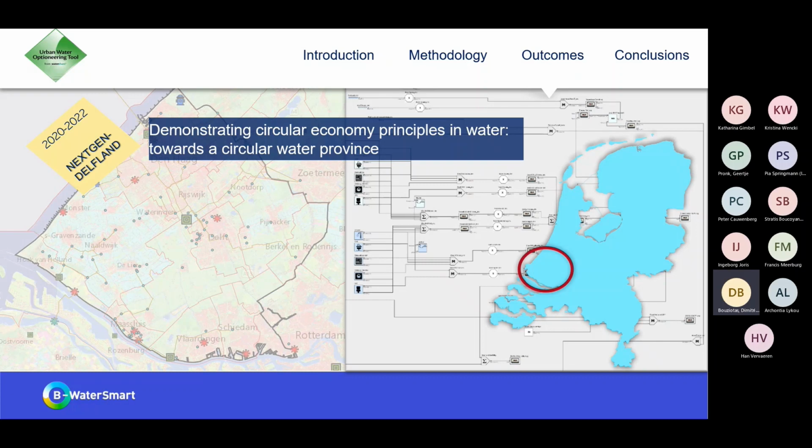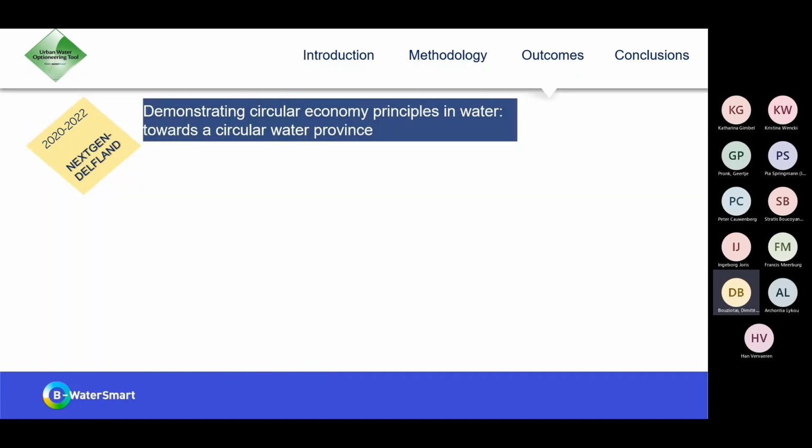Besides the local application in Athens, UWOT was employed in a much larger regional case in the Netherlands for NextGen, with a total area of 410 square kilometers. This was done to demonstrate circular water strategies in the Delfland province. That is the use of different decentralized measures at a provincial scale now to achieve circularity. We considered both urban areas as well as horticulture irrigated areas in this province.